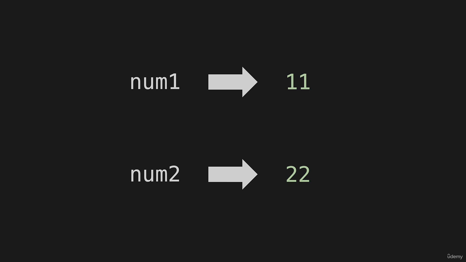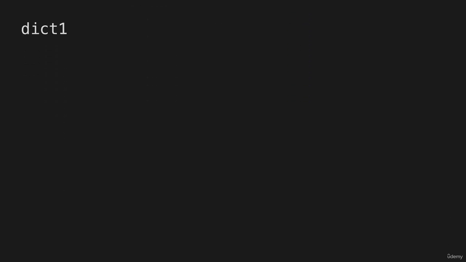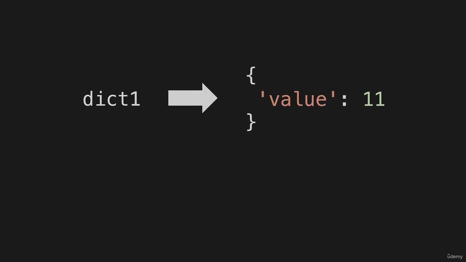So now let's look at another data type that works in a different way than integers do. I'm going to create a dictionary called dictionary1. I'm going to set it equal to value 11. So this variable is going to point at this dictionary in memory.